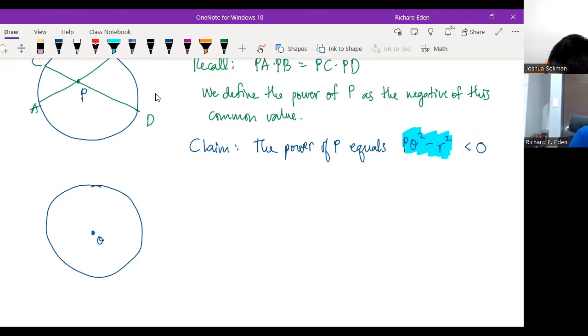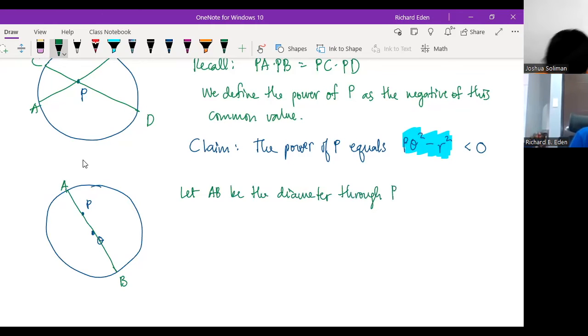So here is the center O, and point P is here. Let's draw the diameter and call its endpoints A and B. Let AB be the diameter through P and O. Then we already talked about the power of P being the negative of PA times PB. From P, if you measure the distances to A and B and take their product, that's PA times PB.